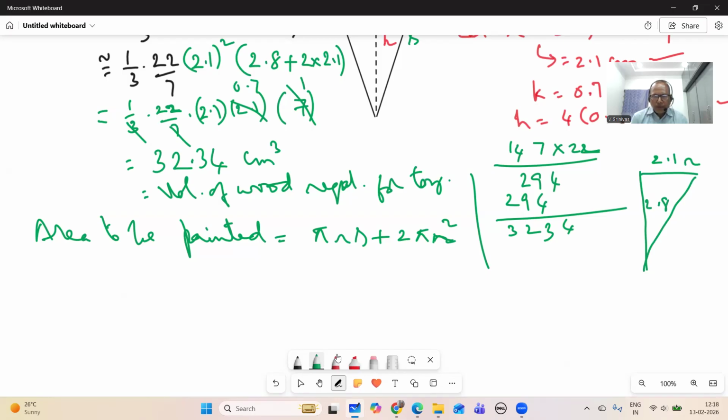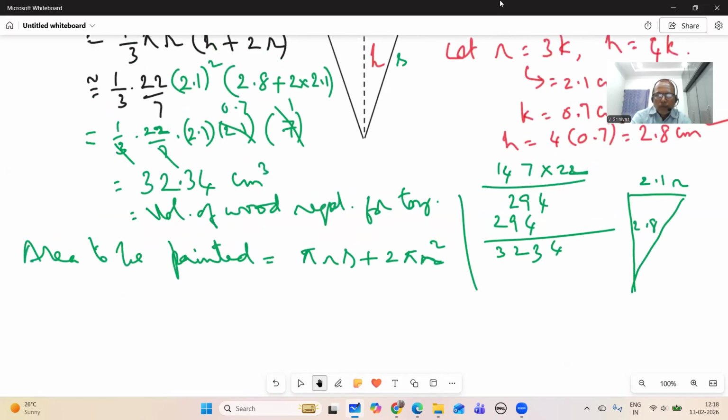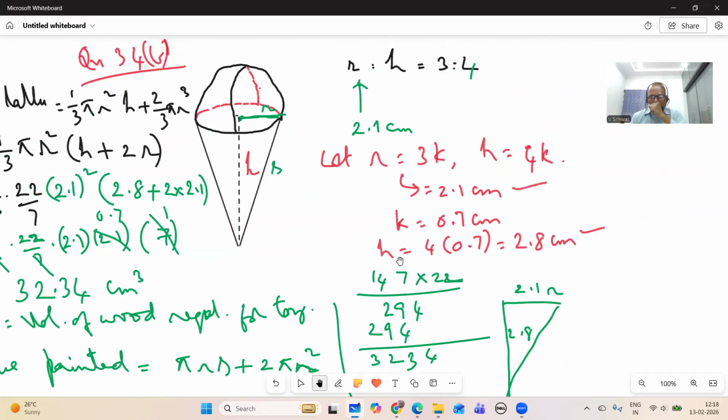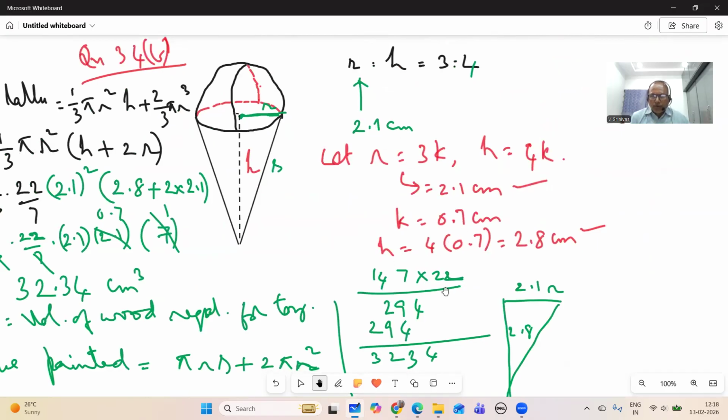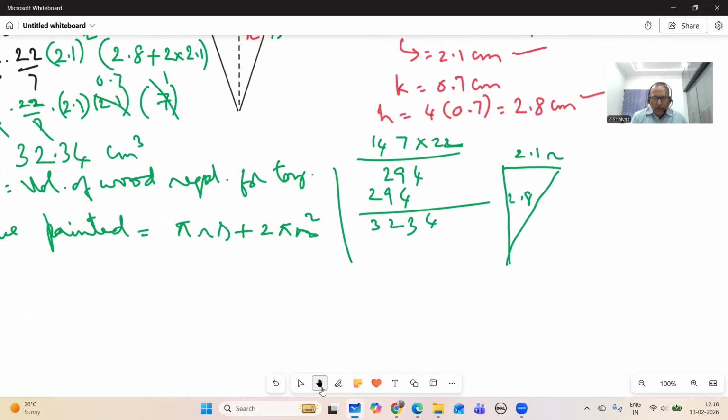Height is 2.8, r is 2.1. So from these two, you can calculate s. S is what? It is the square root of h square plus r square, by Pythagoras theorem. The square of the slant height will be the sum of the squares of r and h. That's how s becomes the square root of h square plus r square.